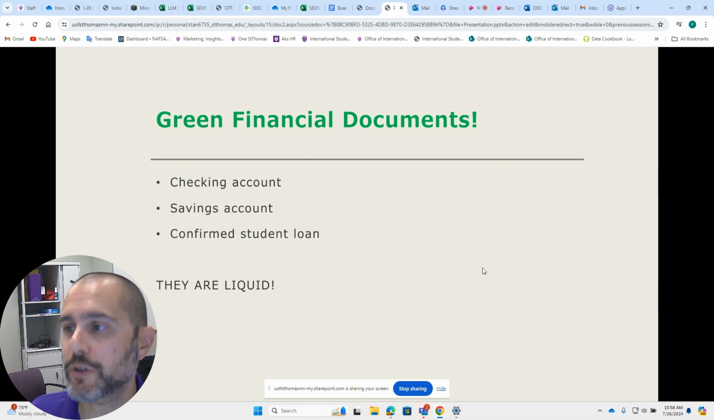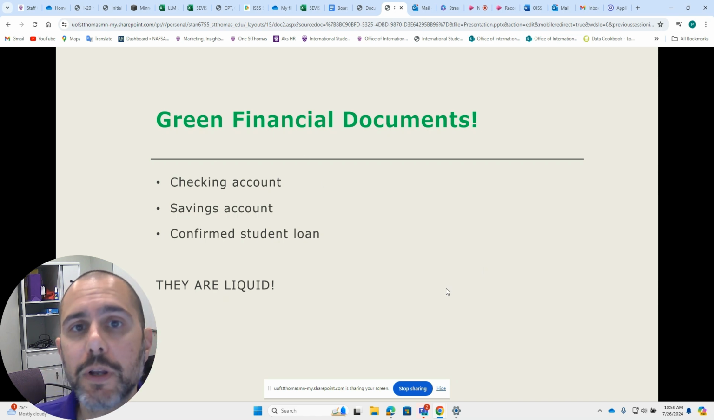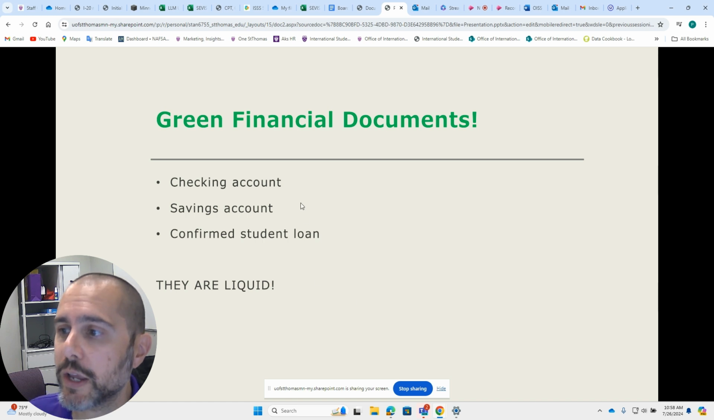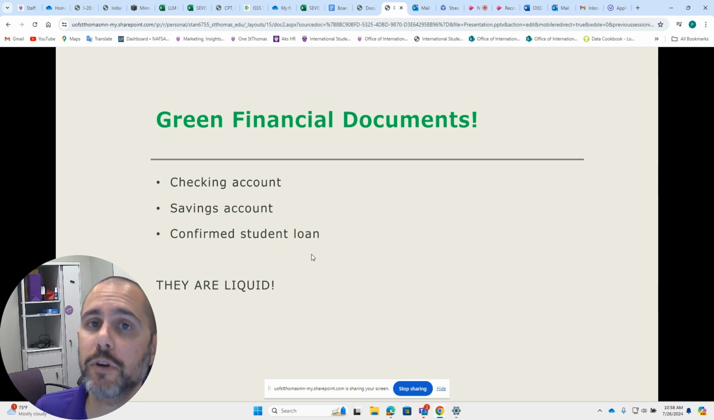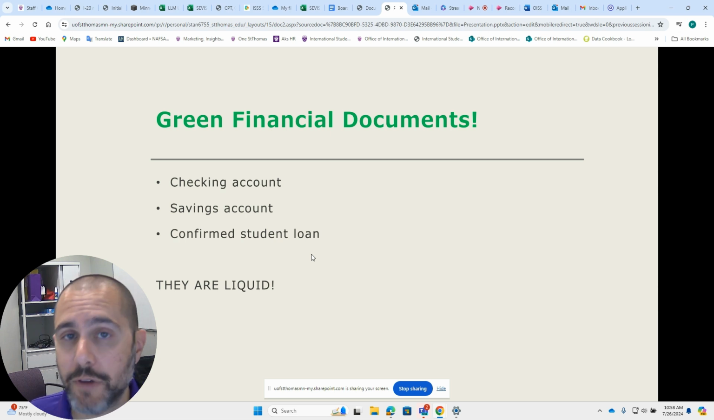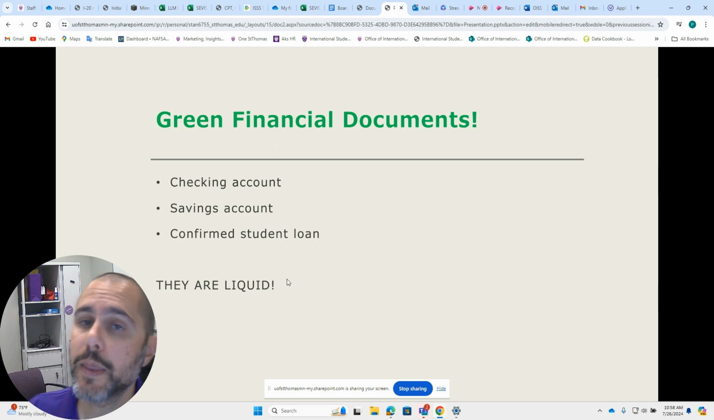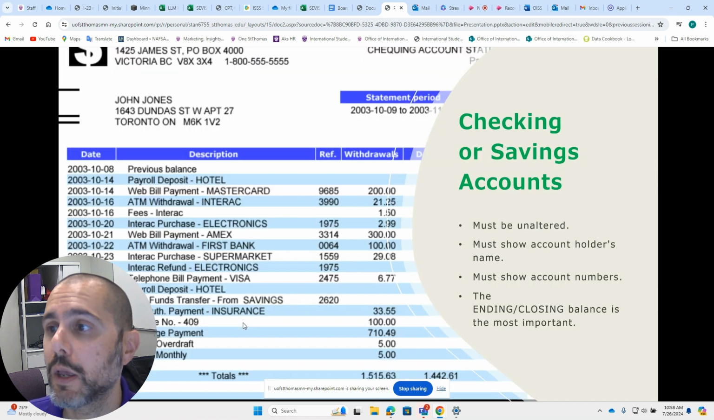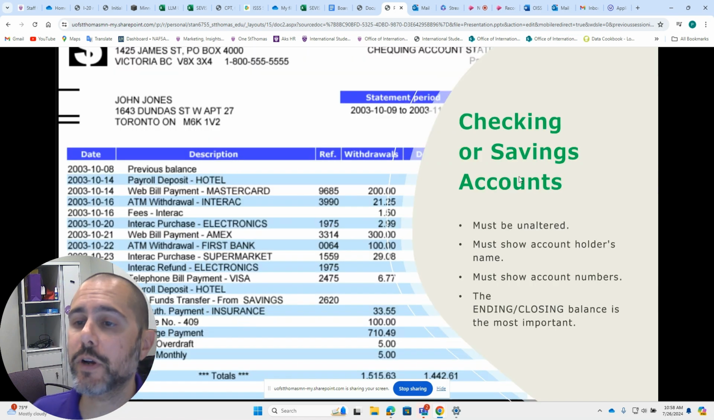All right, so green financial documents. The best documents that you can upload are checking accounts, savings accounts, and confirmed student loans if you can get them. It's usually difficult for international students to get confirmed student loans to study in the United States, but if you're eligible in your country and you can find something that works for you, that's fine too. All of these documents share one thing in common. They're liquid. They represent cash that can be applied directly to your educational costs. So let's walk through checkings and savings very quickly.